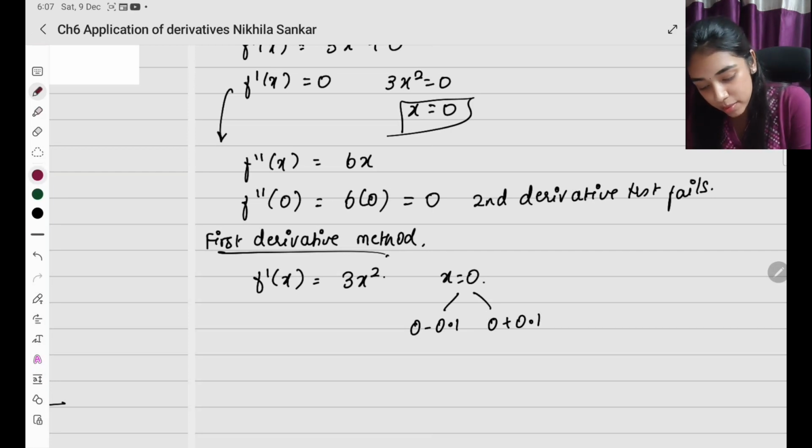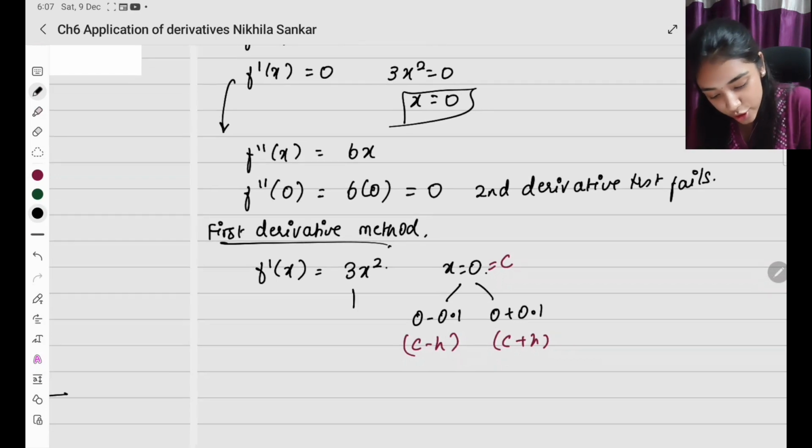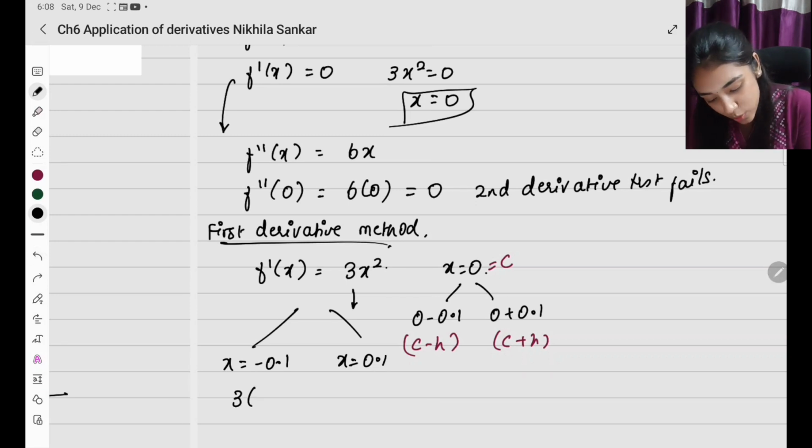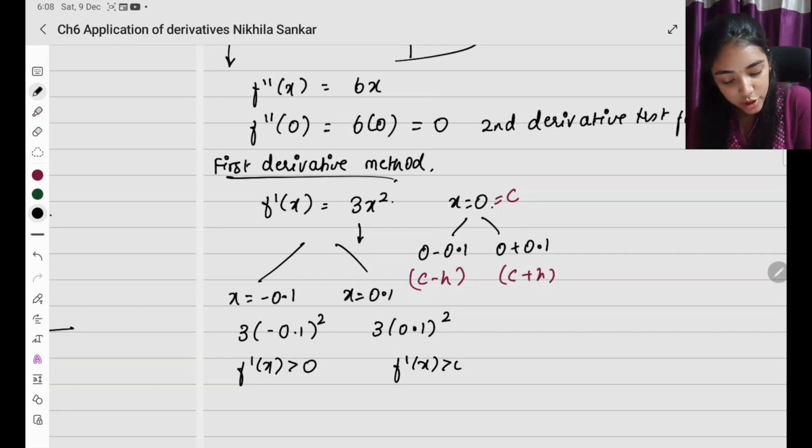இது ஞாபகம் இருக்கா? இது என்ன மெத்தட்ல நம்ம போடுவோம்? My critical value, this is going to be c. So I'm going to take some value very, very close to my critical value. c minus h and c plus h. So left hand side லையும் right hand side லையும் எப்படி behave பண்ணுதுன்னு பார்க்க போறோம். My f dash of x is going to be 3x square. So when I substitute two values, when x is equal to minus 0.1 and x equals plus 0.1, I see that it is going to be x square. So even if I substitute a negative value, I see that here the f dash of x is going to be greater than 0 and f dash of x is going to be greater than 0.